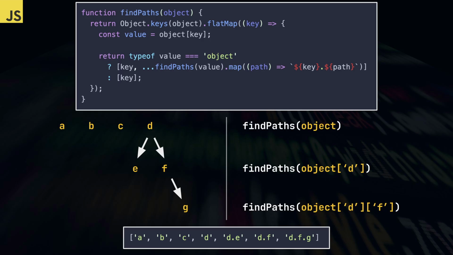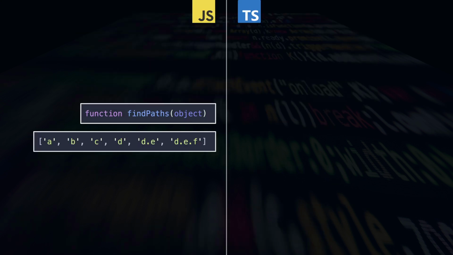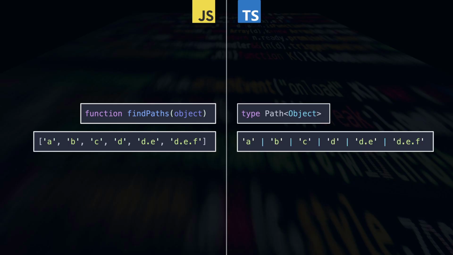Let's summarize the specific JavaScript features we just used. Object keys to get keys as strings, flat map to get many paths from a single key, a ternary operator, a condition to check if the value at a key is an object, string concatenation, and recursion. Why all the fuss about the function findPaths? Because the JavaScript function and our TypeScript type path are the same computational problem. Finding a set of all the possible values a valid path can take.